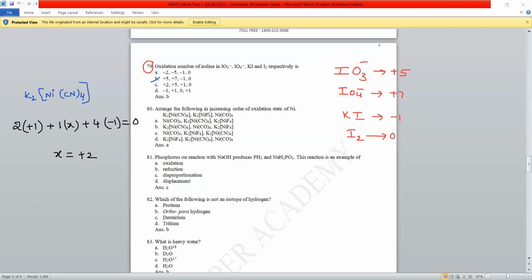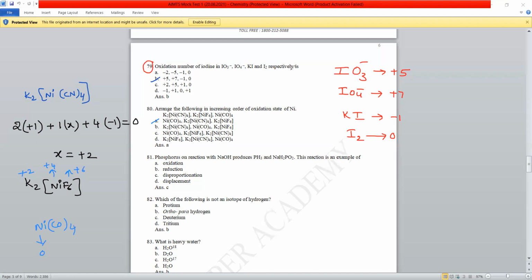Next example is K2NiF6. Directly I'm giving how to do it. 2 potassium ions give +2, 6 fluorines give -6. To balance that we have to keep +4 on nickel. So the answer is +4. And nickel carbonyl: carbonyl is a neutral ligand, so nickel should be in the 0 oxidation state. So we'll check, the answer A is the correct one.